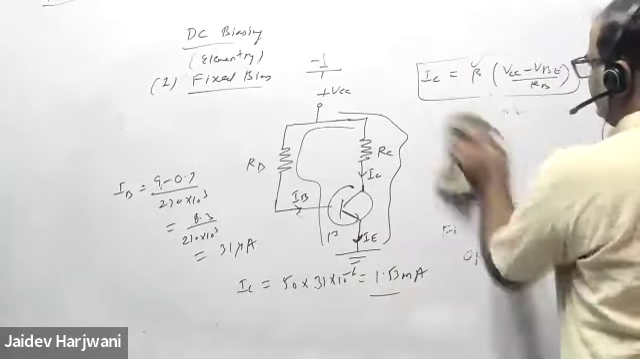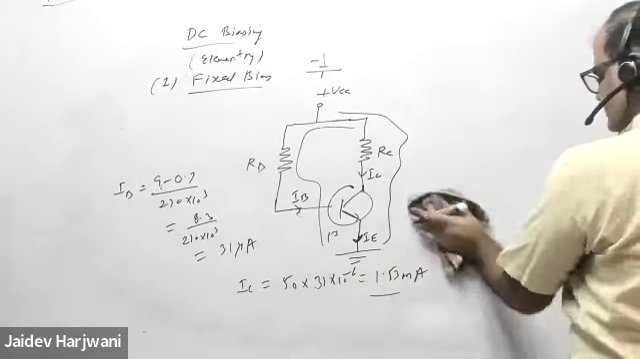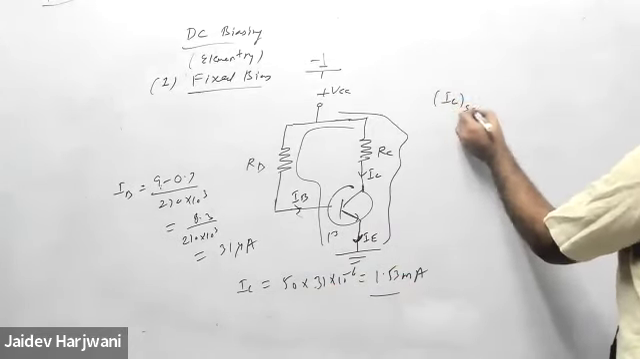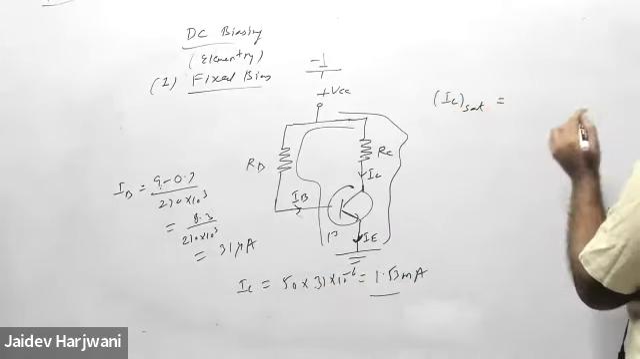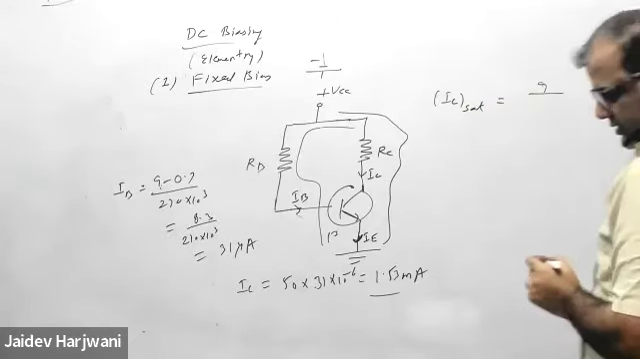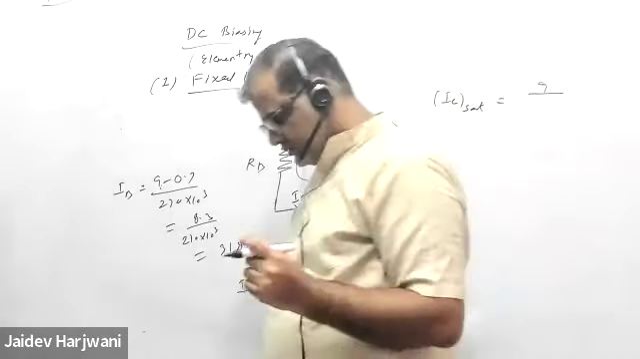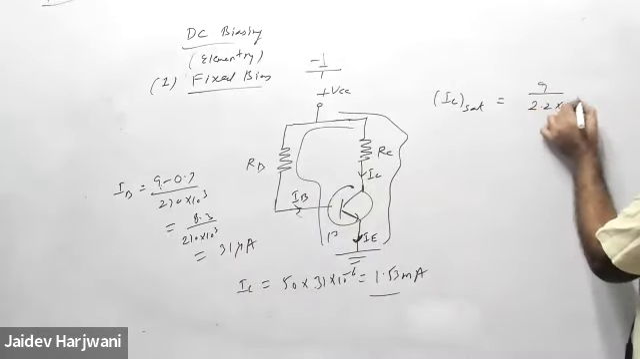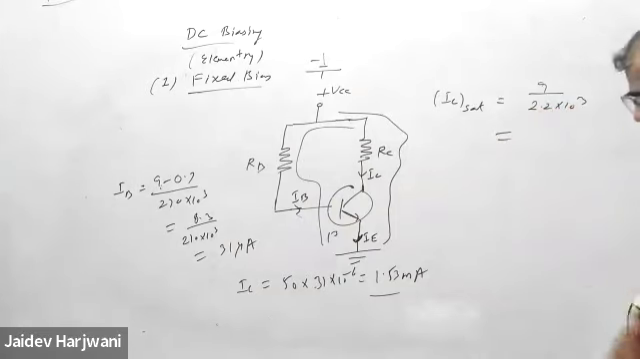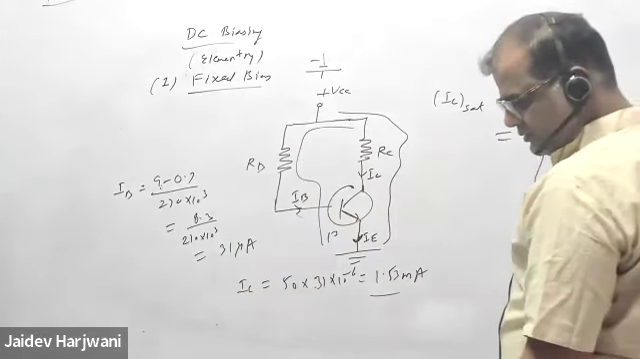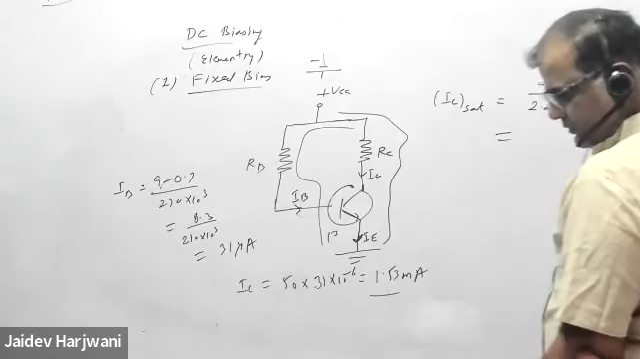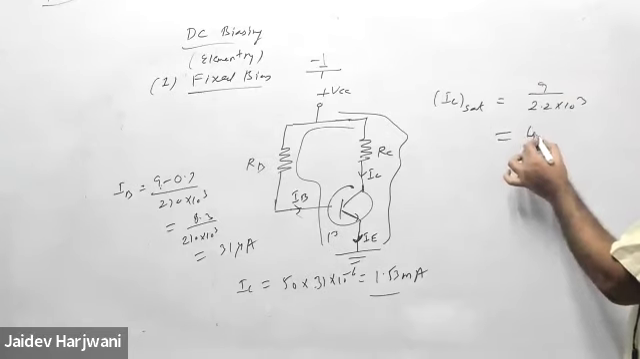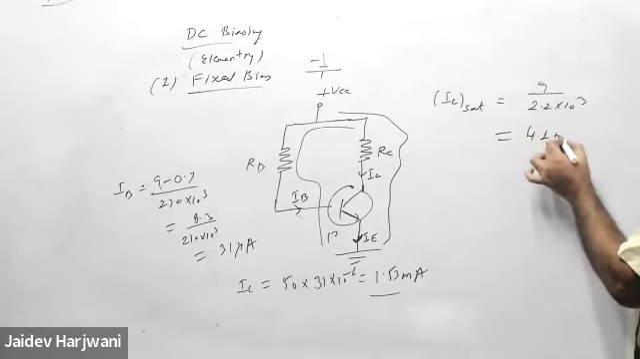And find the VCE, IC saturation. VCC is 9, RC is 2.2 kilo ohm. How much is coming? Tell me. Around how much? 4 milliampere? 4.1 milliampere.